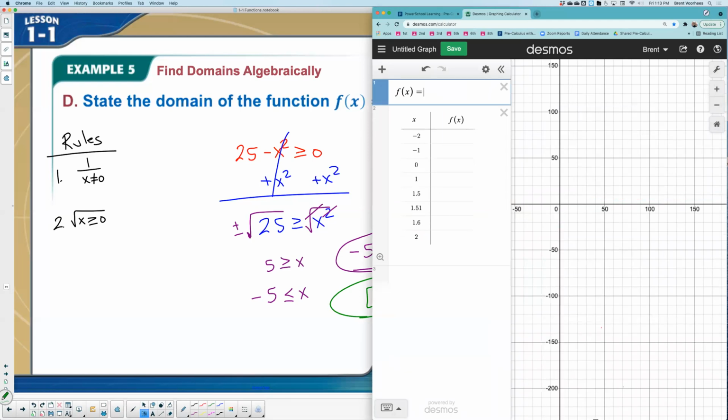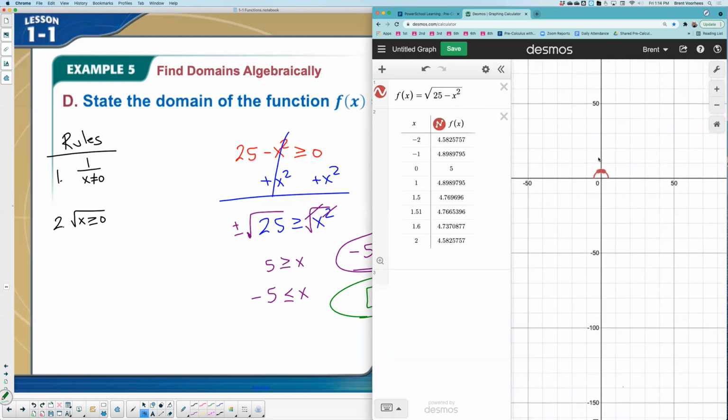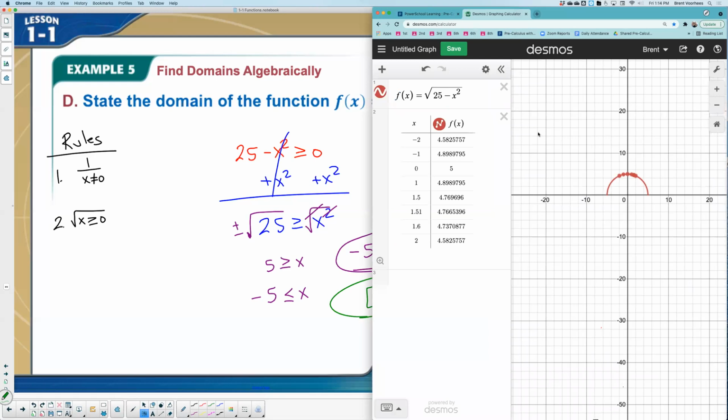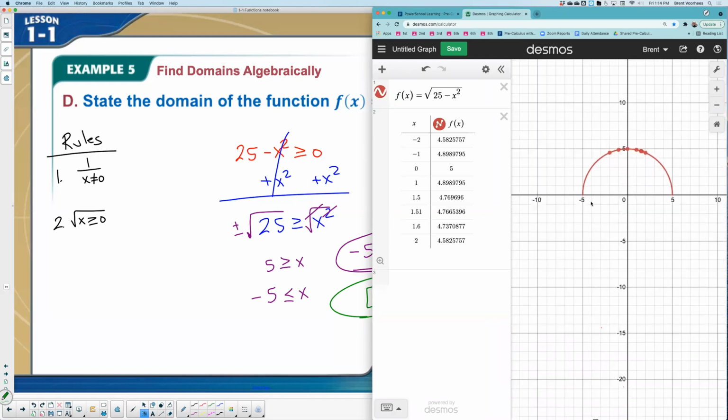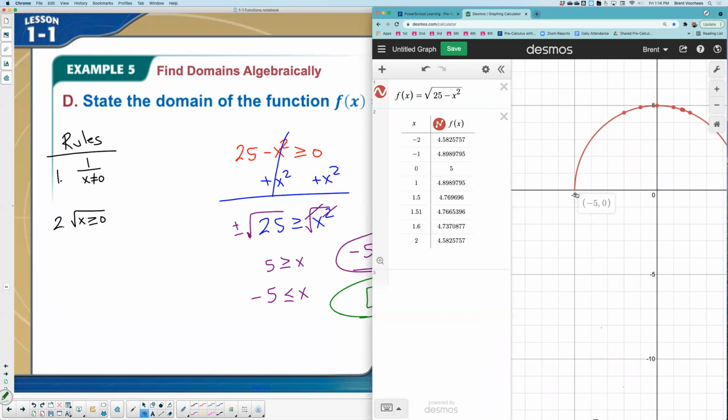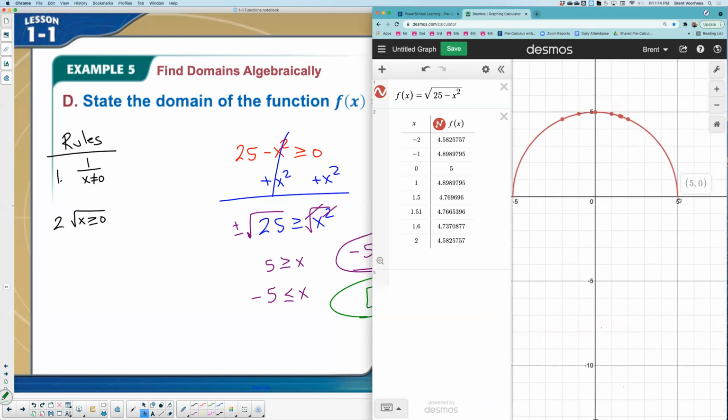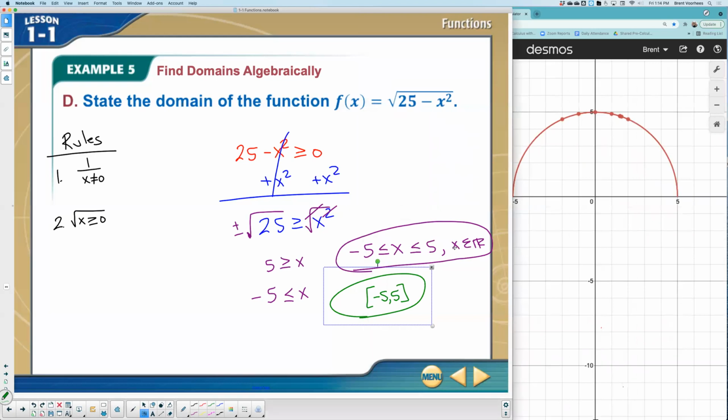F of x was the square root of 25 minus x squared. I want you to look at this picture. Does this graph go forever to the left, forever to the right? No, it has a stopping point. Where's the stopping point on the left side? What about on the right? Positive 5. That's how we got it.